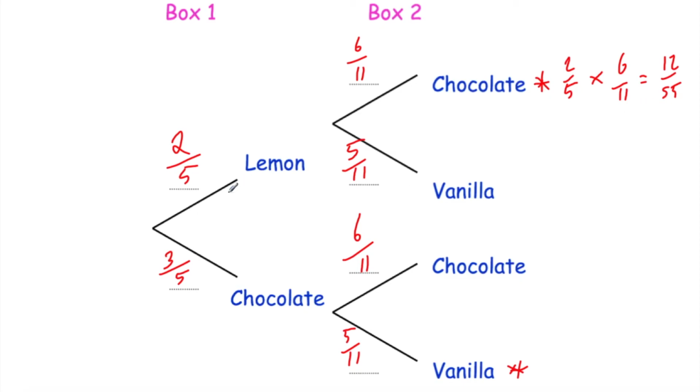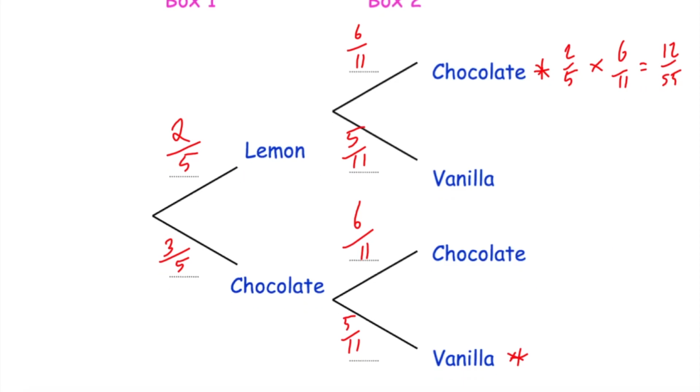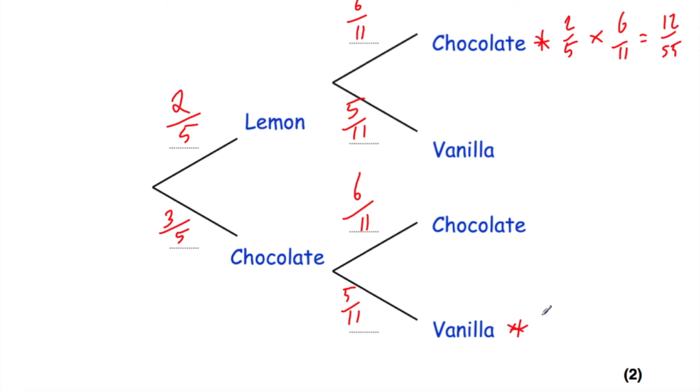Now in terms of a chocolate and a vanilla, that'll be this option here. The probability for chocolate would be 3/5, and the probability for vanilla would be 5/11. If we multiply those together, we'll find the probability of a chocolate and a vanilla. Multiplying the numerators, we get 15, and multiplying the denominators, we get 55. So we've now found these two probabilities, a lemon and a chocolate cupcake, and a chocolate and a vanilla cupcake.